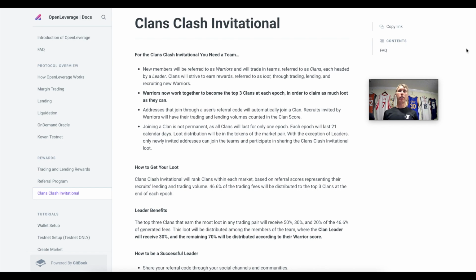This is also one of the things they have going on right now. It's the clans clash. And basically what this is, as more and more users are trading and referring other users to the platform, you actually join and become part of a team. And the clan that has the most trades and wins the most will actually get a bigger portion of the loot. I'll give you guys a link in the description below so you can get in on a clans clash, test it out and see how much you can earn. I'll also leave a link in the description below so you can get some more details on this and see what's up.